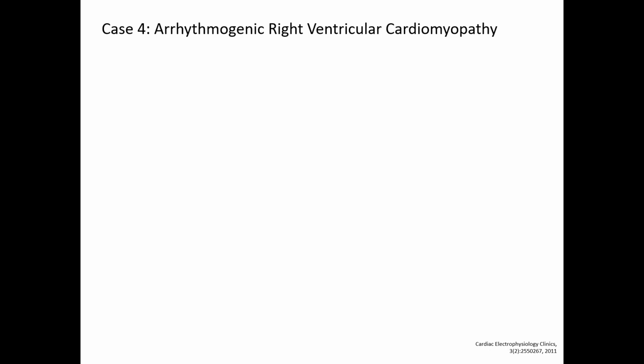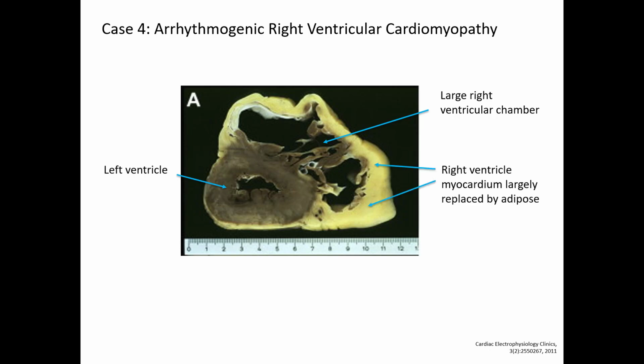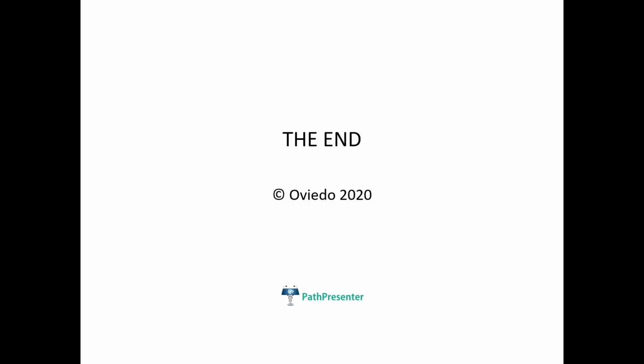Case 4 is arrhythmogenic right ventricular cardiomyopathy. Here is our heart. This is a cross-section. This is the left ventricle. This is a very large right ventricular chamber. You can see the right ventricle wall is largely replaced by adipose. This is the appearance of arrhythmogenic right ventricular cardiomyopathy. Okay, that's it.